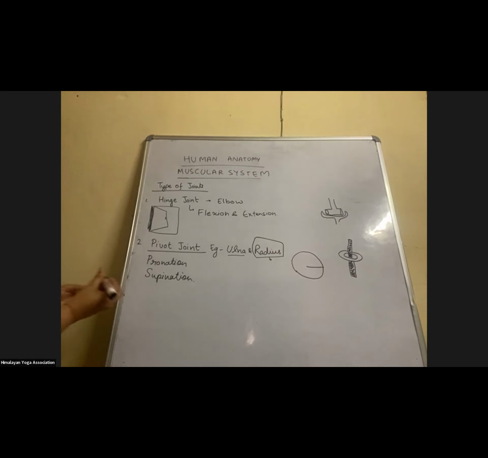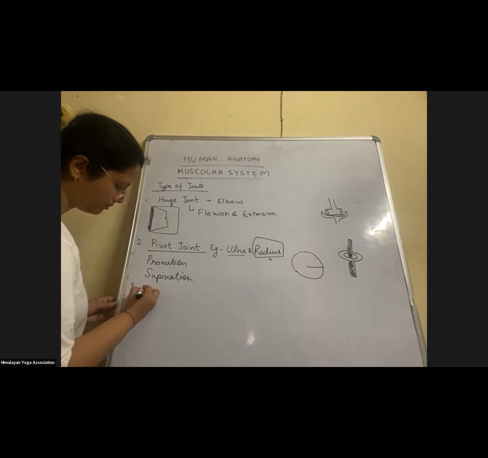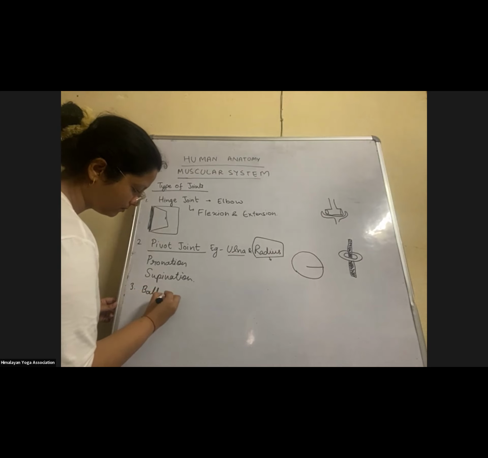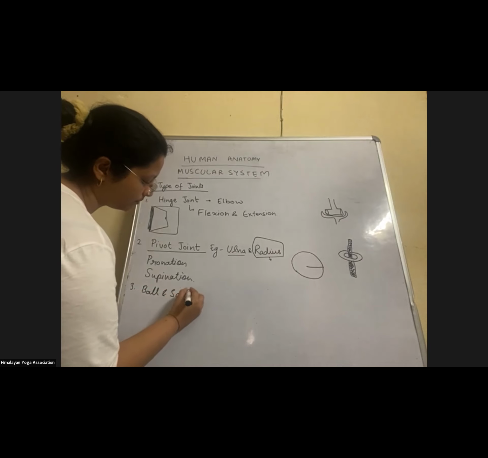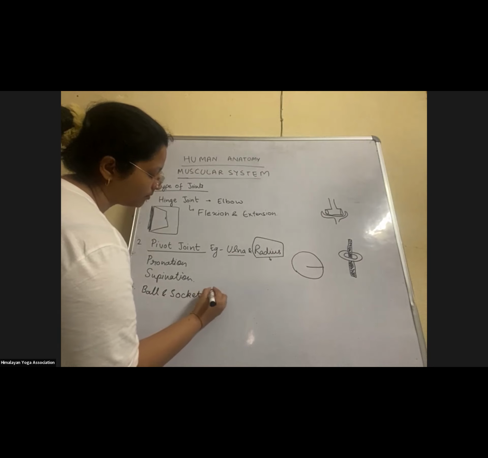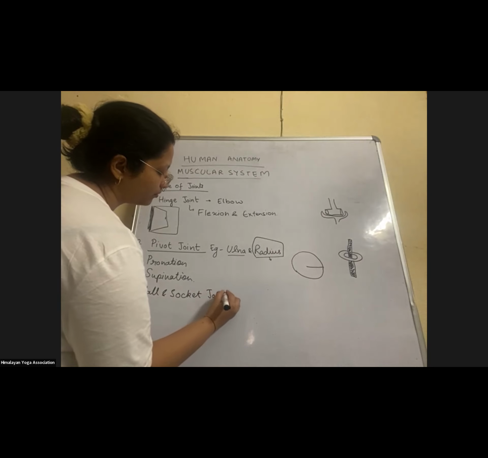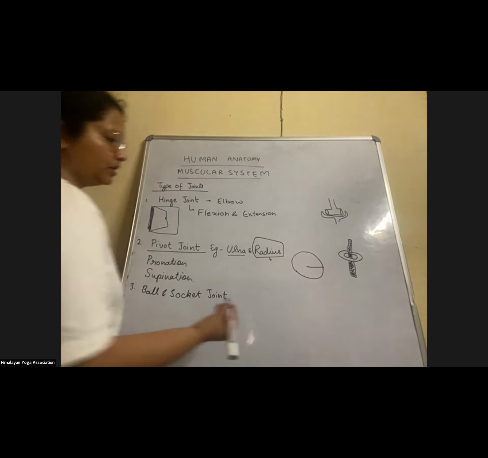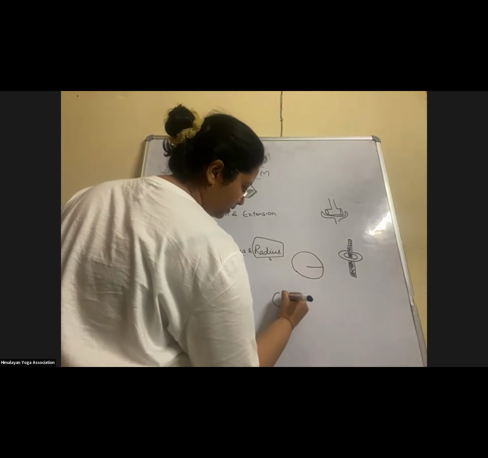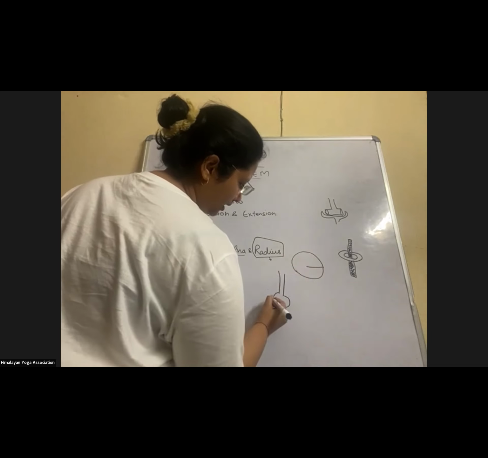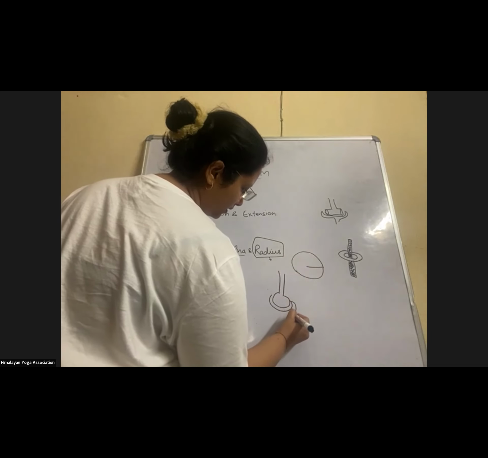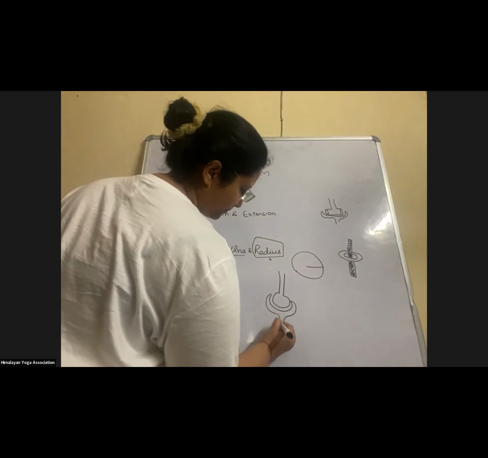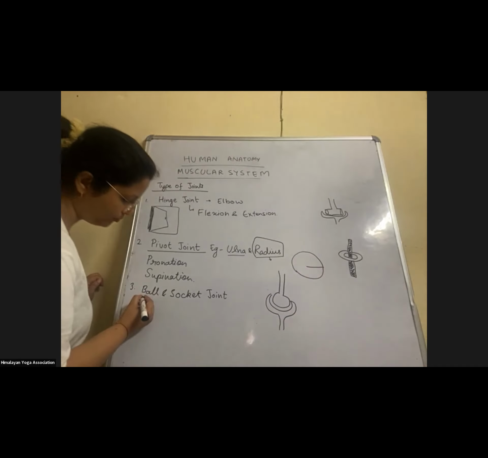Next is ball and socket joint. So what happens in ball and socket joint? It's like a ball and there is this socket. Example of ball and socket joint.